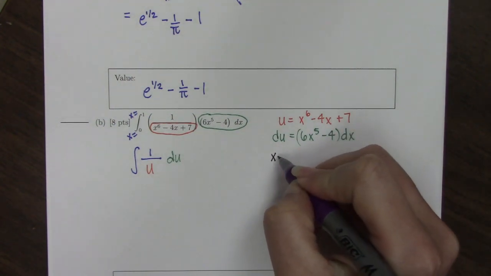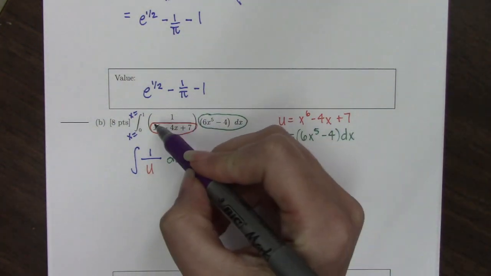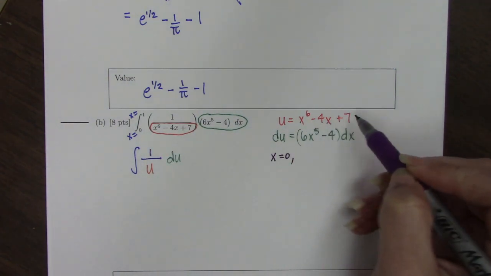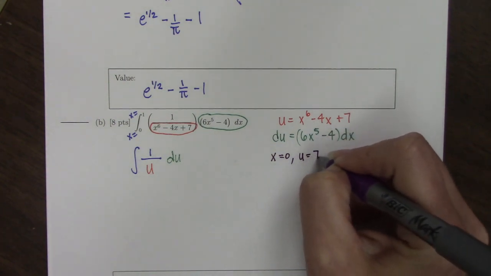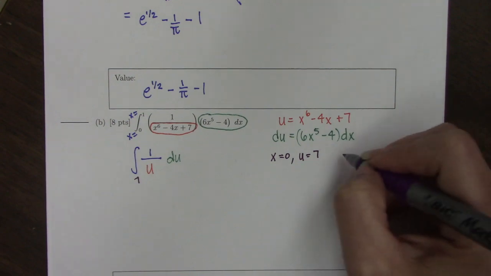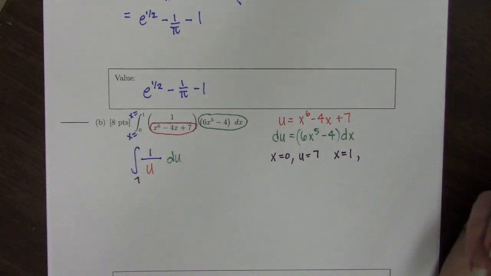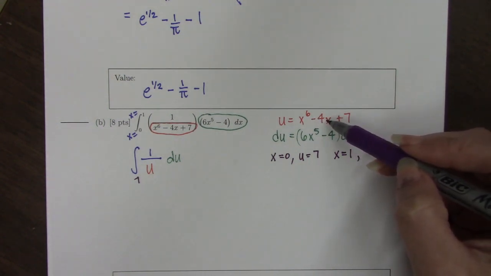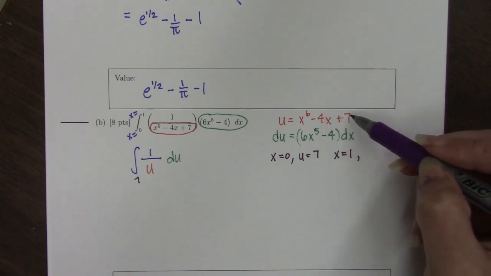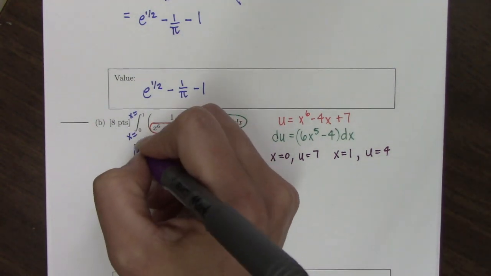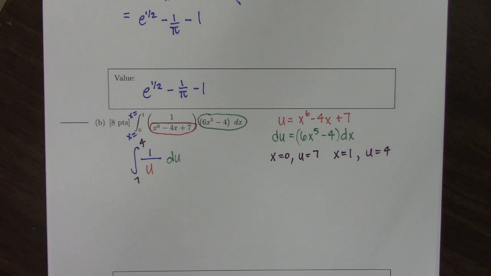So when x is 0, if I pick the bottom variable, I plug 0 in for x into my u equation, and I can see that u is going to be 7. So that means the 7 has to go where the 0 was in the original integral. When x equals 1, when I plug 1 into my equation, I get 1 minus 4, which is negative 3, and negative 3 plus 7 is positive 4. So 4 goes here.